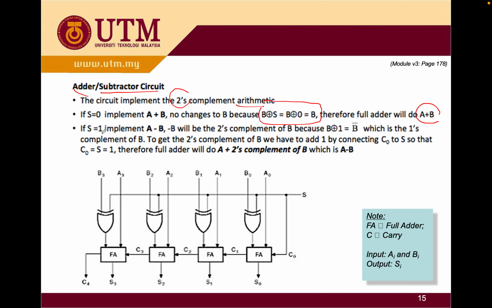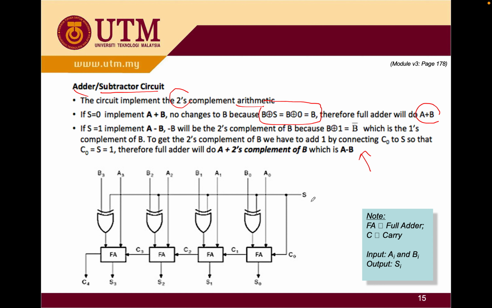If S equals 1, where is your S? So, if S equals 1, implement A minus B. Minus B will be the second complement of B, because B XOR 1 equals B bar, which is the first complement of B. Okay, you can read it by yourself.